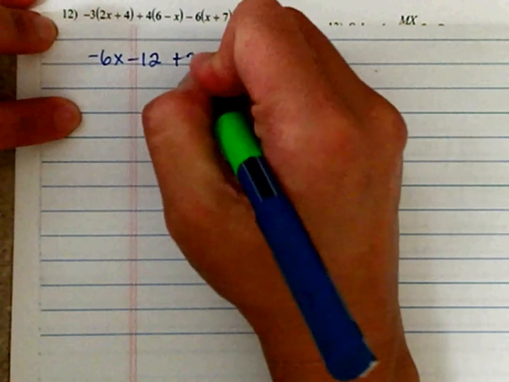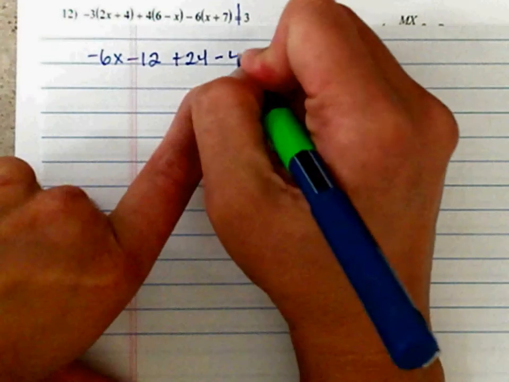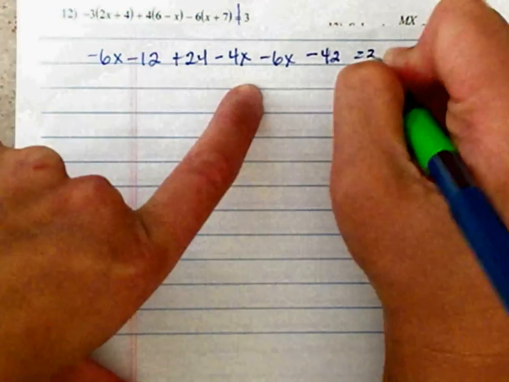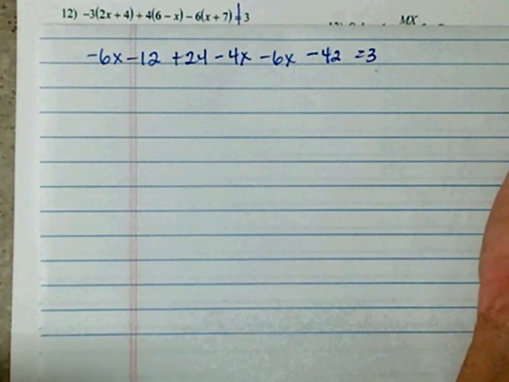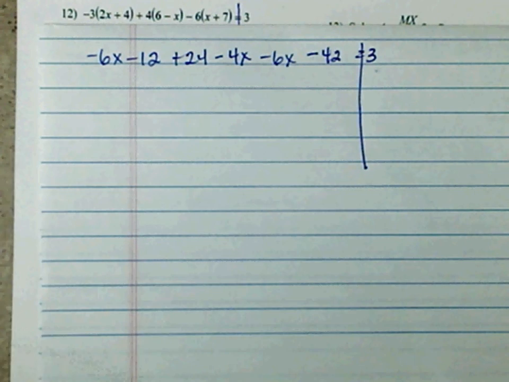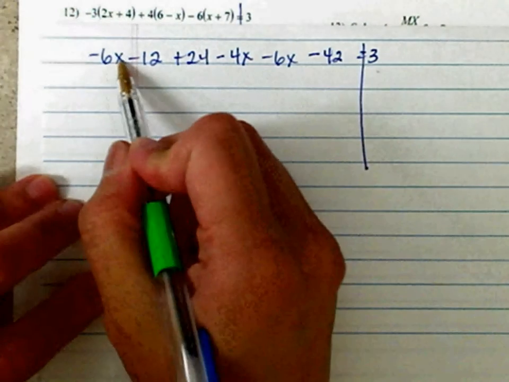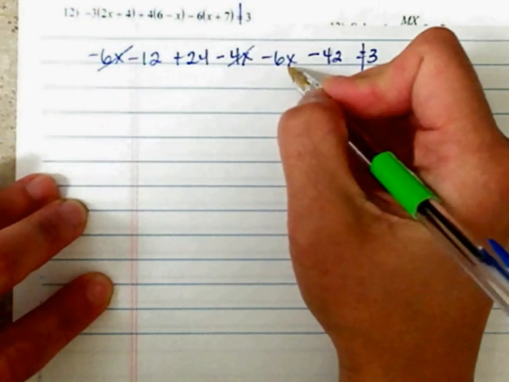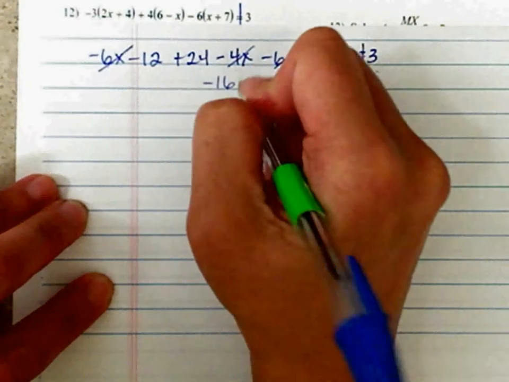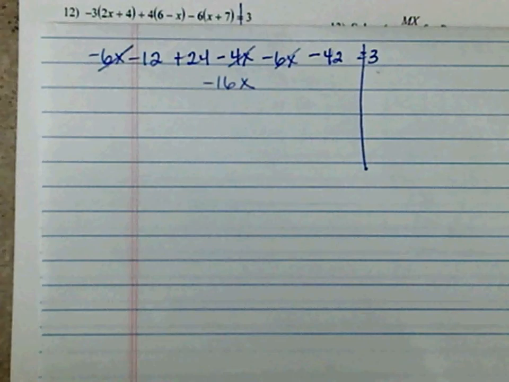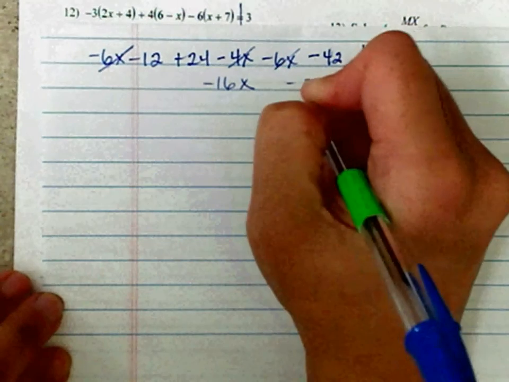Plus 24 minus 4x minus 6x minus 42 is equal to 3. So let me redo that problem, okay? Here's my line. All right. Combine your like terms. Negative 6x minus 4x is negative 10. Negative 10 minus 6x is negative 16x. Then you have negative 12 plus 24 minus 42. That comes out to be negative 30 is equal to 3.